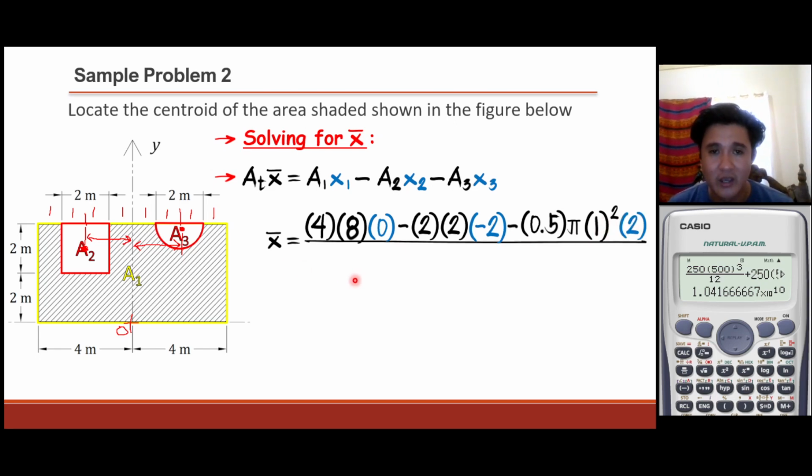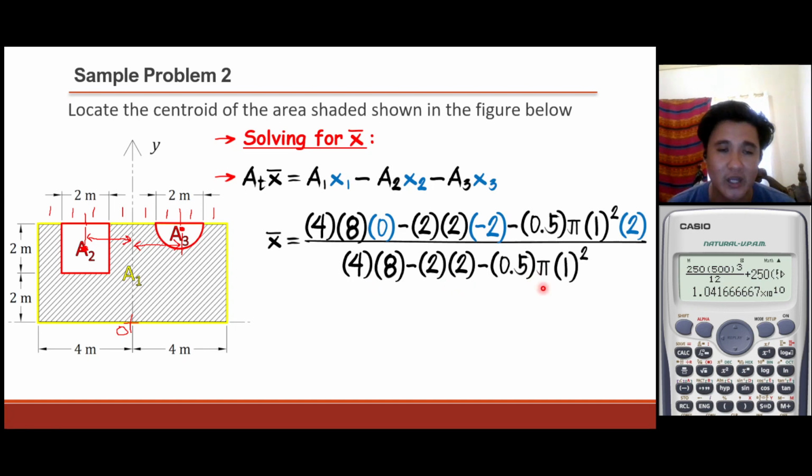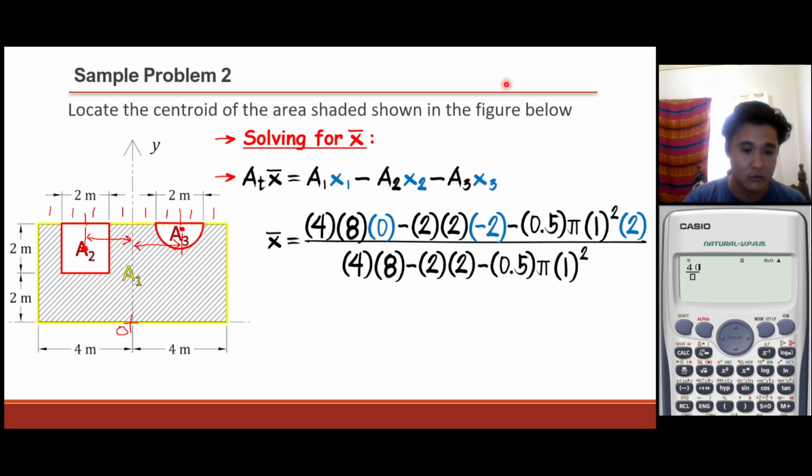Okay, so 2. And then, all over yung total area na 4 by 8 minus 2 by 2 minus 1/2 pi r squared. Using our calculators, we will get yung value na 4 by 8 by 0, minus 2 by 2 by negative 2, minus 0.5.